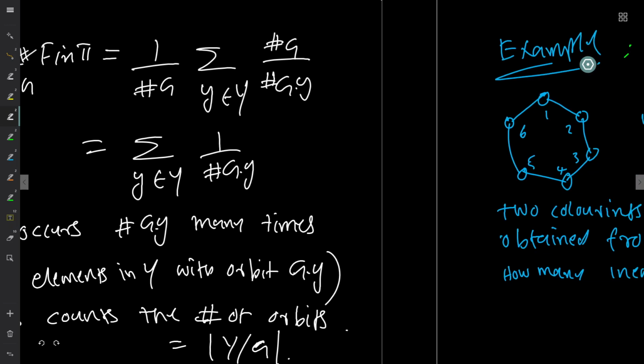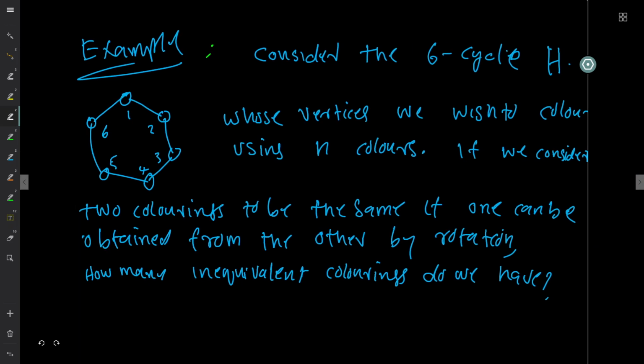Now let us look at an example. So let us look at the sixth cycle, let us say H, which is for hexagon, right? Sixth cycle H, whose vertices we want to color using n colors. So you are looking at a regular hexagon where all the sides are equal, so that there is the symmetry.